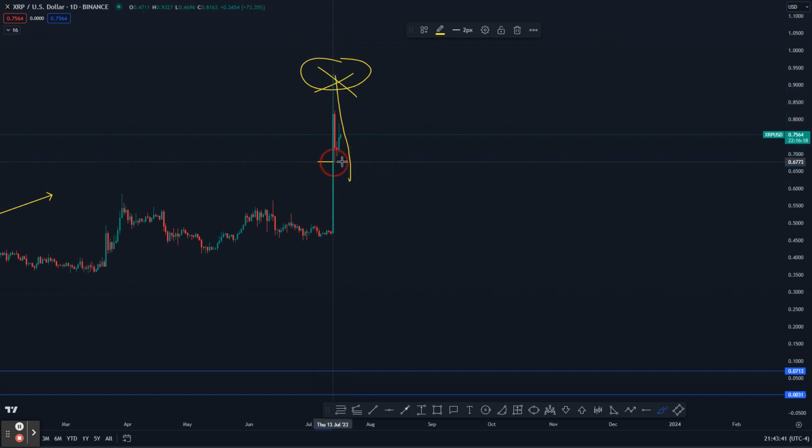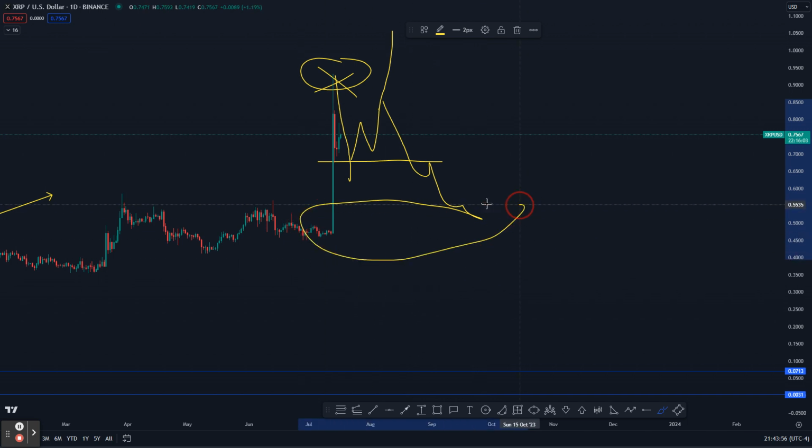All right. We're holding this level. But we can range bound. We could possibly go back up. But if history has shown us anything, it looks like we're going to inch our way back down into this area. And then do what? Find our way to inch up.